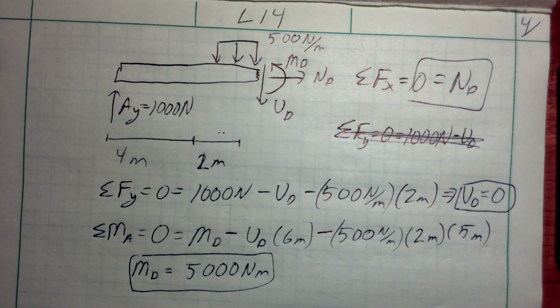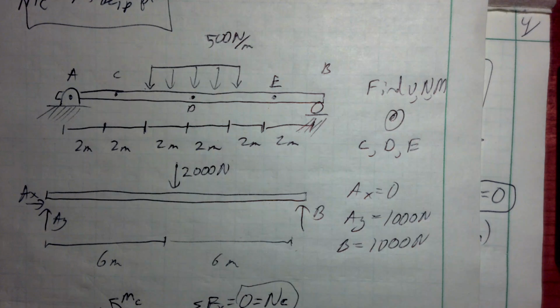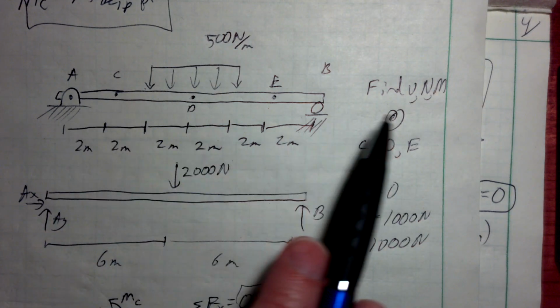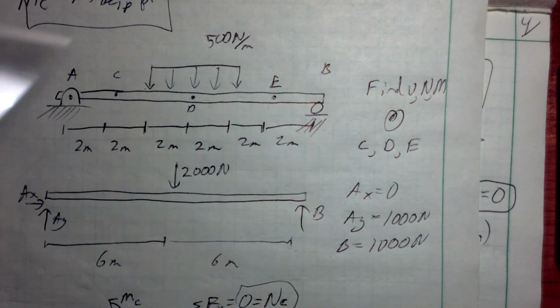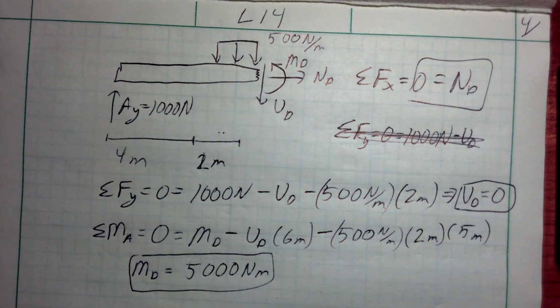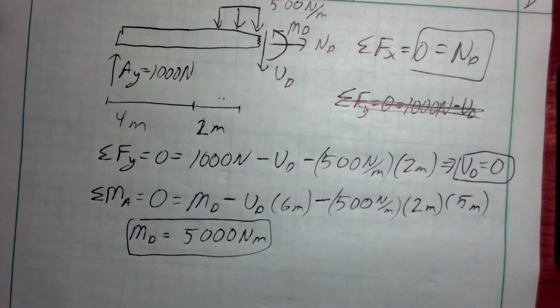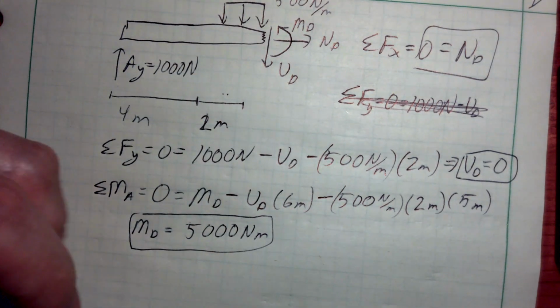And again, what are we looking for? The problem wanted to know, find shear, normal, and moment at points C, D, and E. So I've got 2 of those. It's asking for 9 things, 3 times 3. I've found 6 so far. Let's find these last 3.